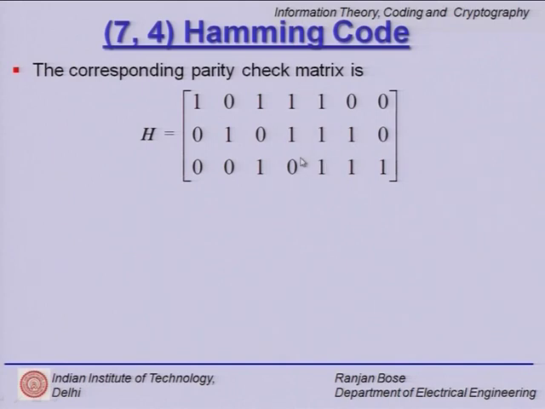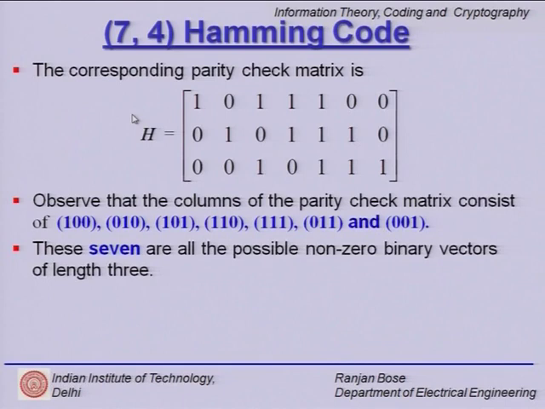In this case, we list out the parity check matrix. Again, please note that the dimension is n minus k cross n. So, n minus k is 3 because n is 7 and k is 4. So, 7 minus 4 is 3. So, the number of rows is 3 and the number of columns is 7.